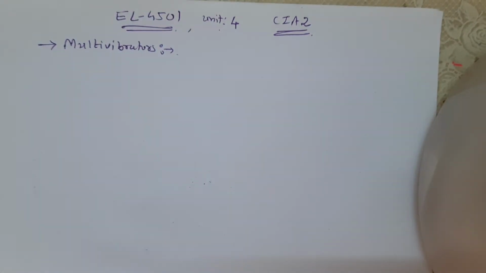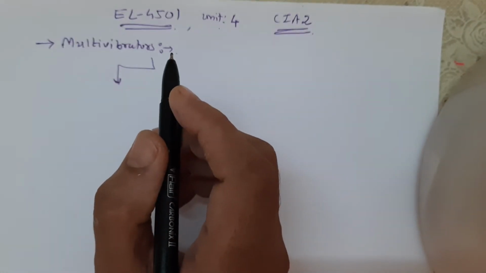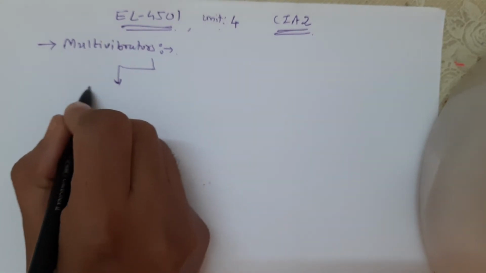So, what is this? The multivibrators are two-stage switching circuits in which the output of the first stage is fed to the input of the second stage and vice versa. The outputs of the two stages are complementary. Multivibrators are of three types, namely astable multivibrator, bistable multivibrator and monostable multivibrator.